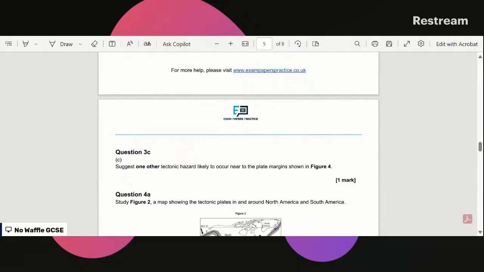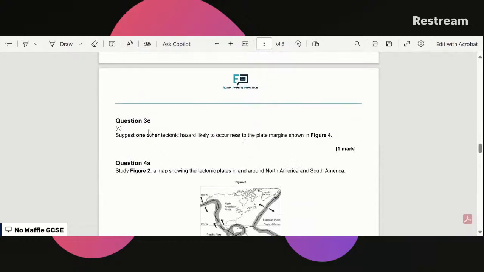Okay, moving on to the next one. Suggest one other tectonic hazard that is likely to occur next to the plate margins shown. Obviously it's given that there are earthquakes, so you can say volcanoes, tsunamis, anything like that. Key note here, you're not going to be credited if you say hurricane or the other one which I've forgotten, typhoon, sorry. Hurricanes and typhoons won't be credited, because tsunami is the correct term. Okay, moving on.